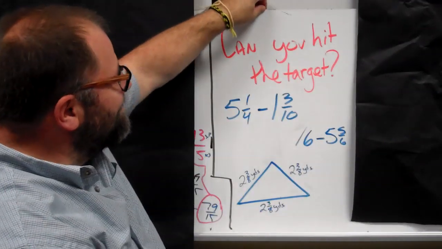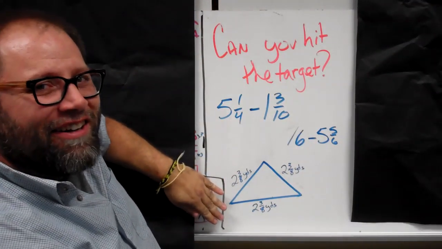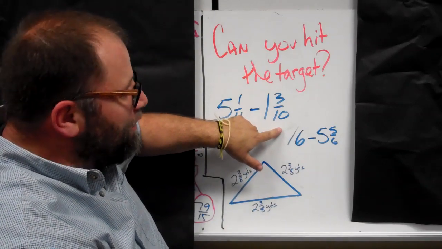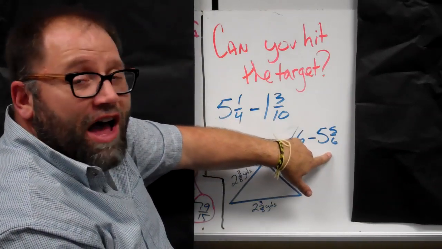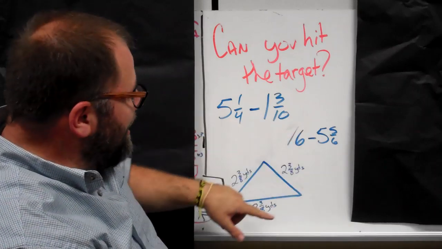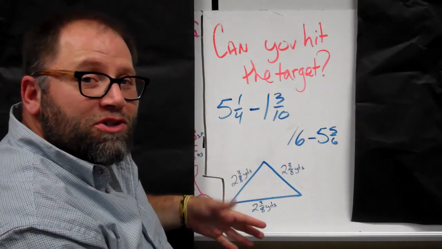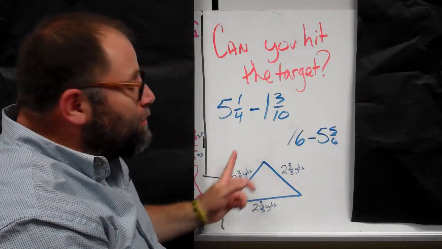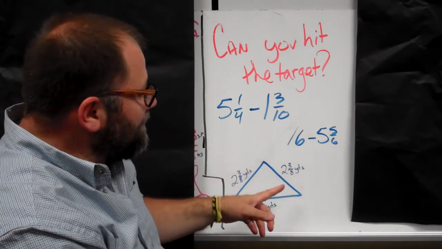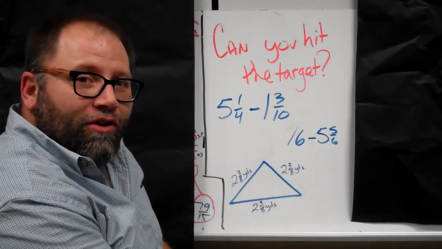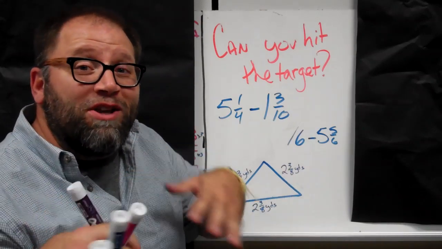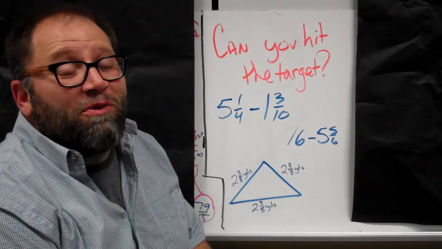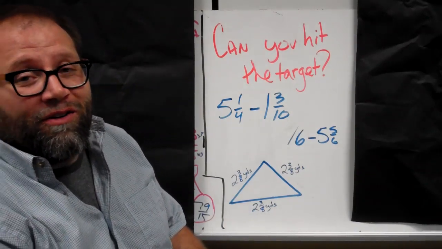Okay. Can you hit the target? We've got 5 1/4 minus 1 3/10. We've got 16 minus 5 5/6. And then here, this triangle, which you can imagine as either yard or pool. It's equilateral too, because all the sides are the same. Find the perimeter of that. Good luck. If you have any questions, you can ask me, you can ask Mrs. Benoit, you can ask Mrs. Perdue. She's upstairs. Or you can check your book, or you can rewatch this video. Or whatever. Good luck.